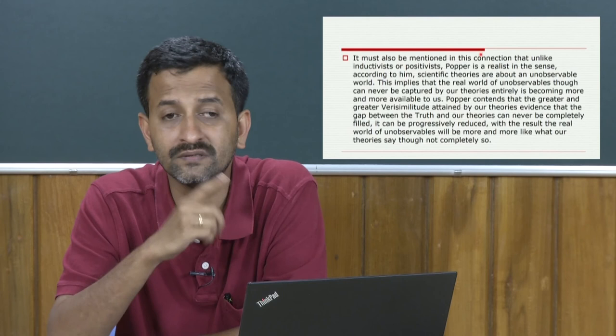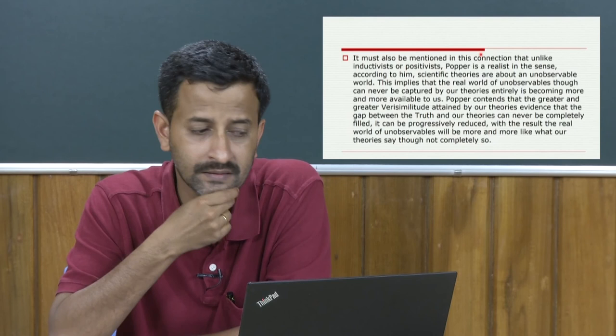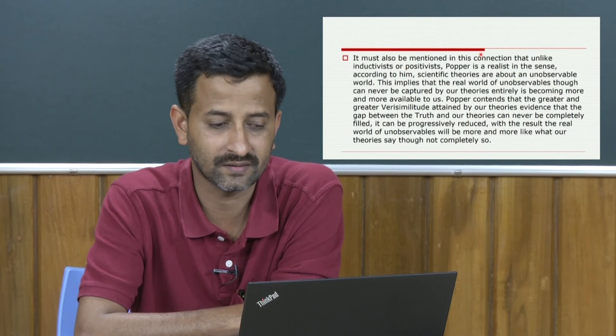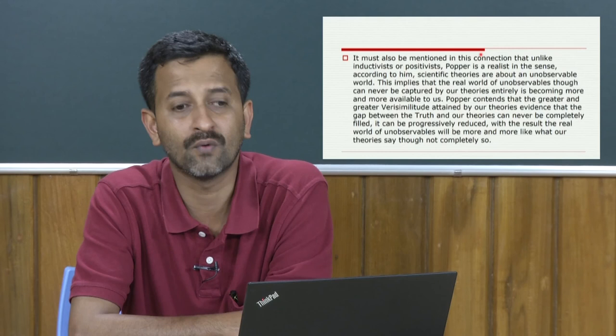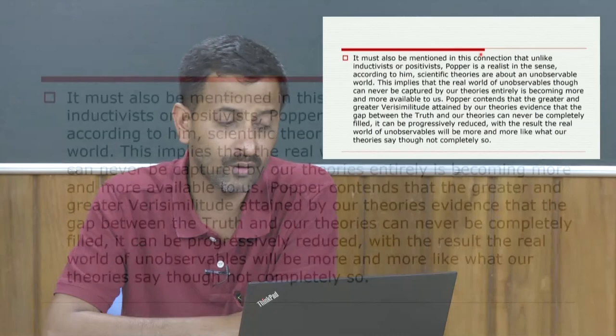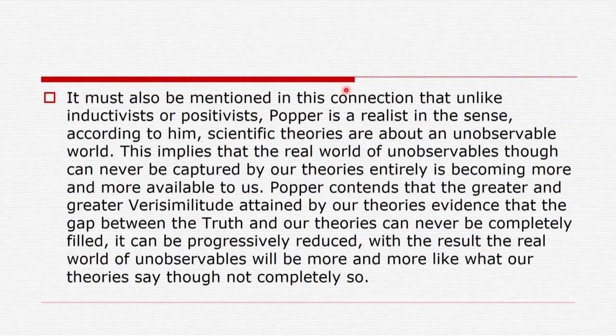It must also be mentioned in this connection that unlike inductivists or positivists, Popper is a realist in the sense that, according to him, scientific theories are about an unobservable world. This implies that the real world of unobservables, though it can never be captured by our theories entirely, is becoming more and more available to us. Popper contends that the greater and greater verisimilitude attained by our theories is evidence that the gap between the truth and our theories can never be completely filled. It can be progressively reduced, with the result that the real world of unobservables will be more and more like what our theories say, though not completely so.